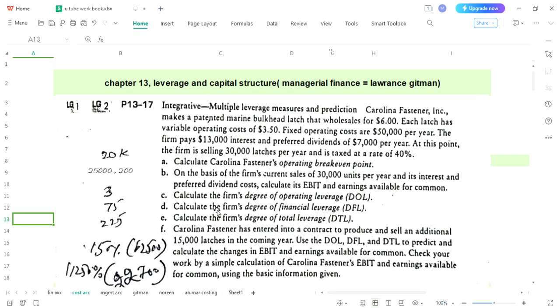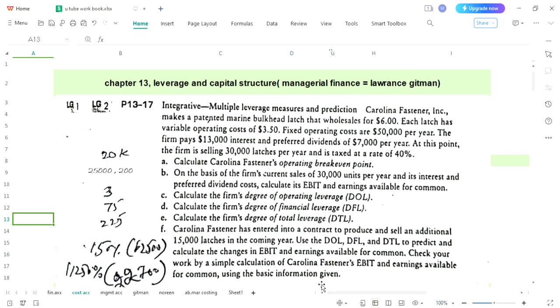F is saying Carolina Fastener has entered into a contract to produce and sell additional, please underline this part, additional 15,000 latches. Initially, they were manufacturing 30,000 units, and now 15,000 additional units are to be produced. Calculate change in EBIT. Okay, use degree of operating, financial, and total leverage to predict and calculate changes in EBIT and earning available for common stock. Check your work by simple calculations of EBIT and earning available for common using basic information given.